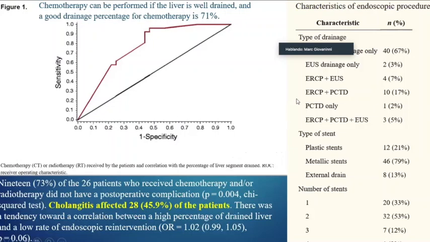You see that in this patient, we use the association of EUS and PTBD and ERCP in 5% of cases. And you see that we combine all the techniques that we have for the complete drainage of this disease. And you see it's mainly a metallic stent.